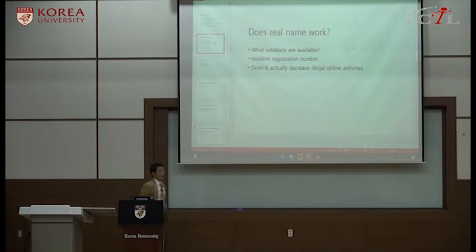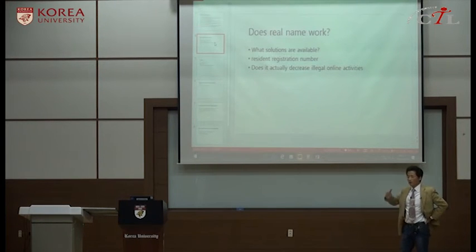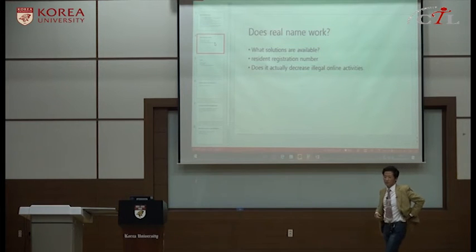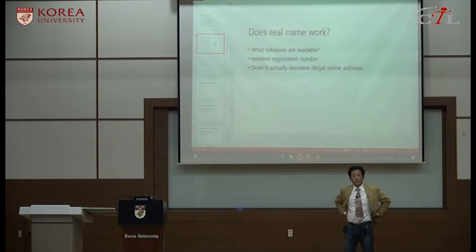At least in the Korean case, when the Constitutional Court struck down the real name law in 2012, the Constitutional Court noted that the real name law doesn't work because people who are determined to do illegal things will somehow get somebody else's credentials and still do it.